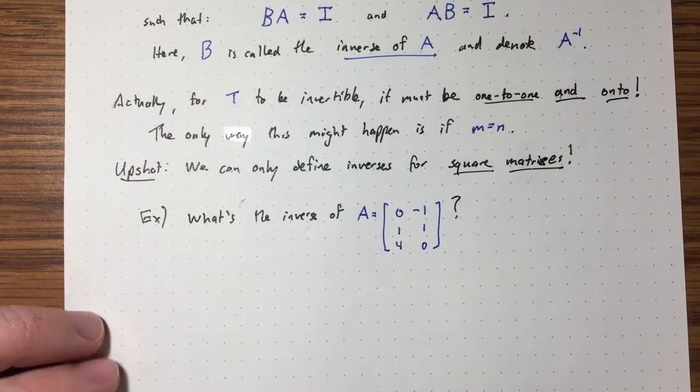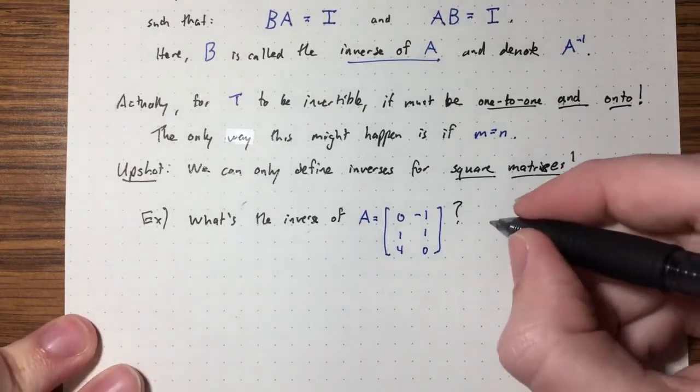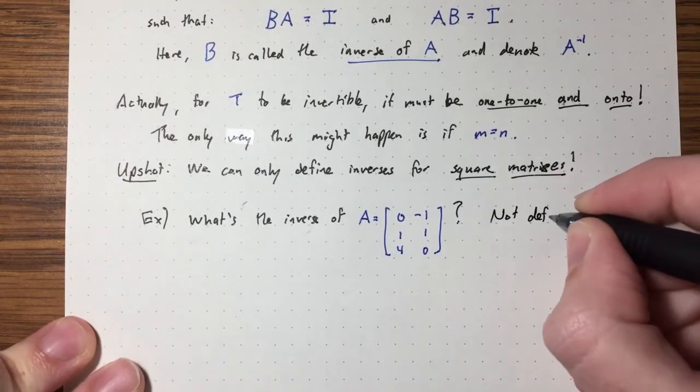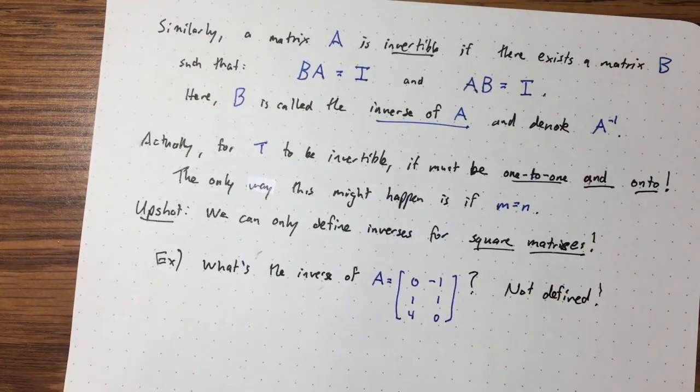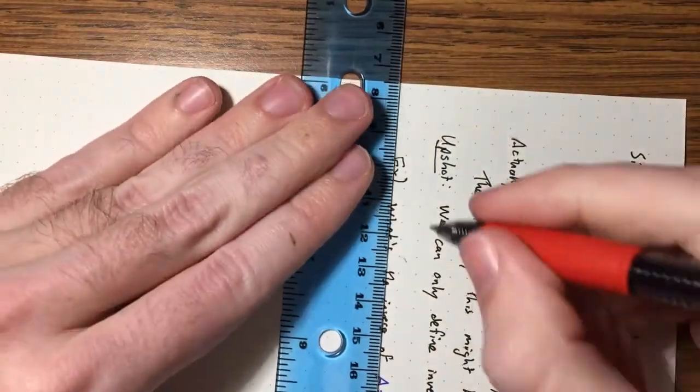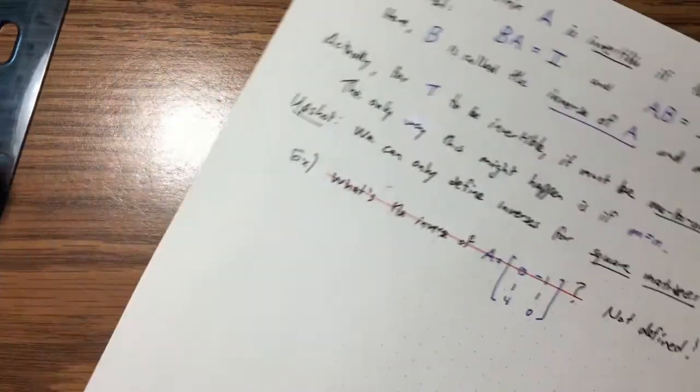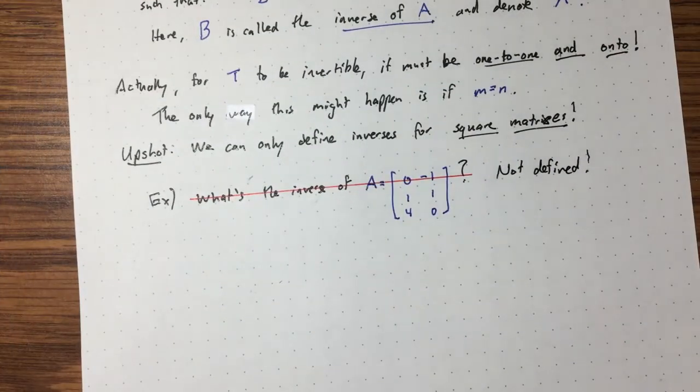Well, what do we just say? We can only define it for square matrices. So this is not defined. It's a bad question. It's such a bad question, I'm going to put a line through it because this doesn't make sense. Okay, you can't talk about the inverse for a non-square matrix.